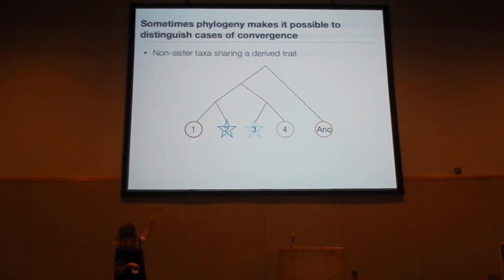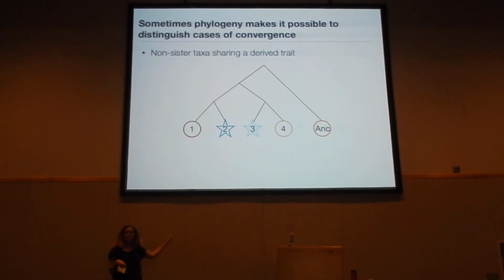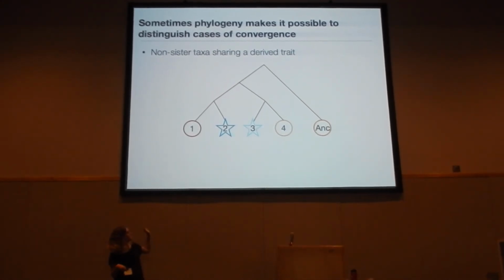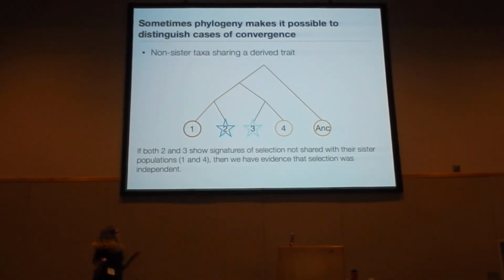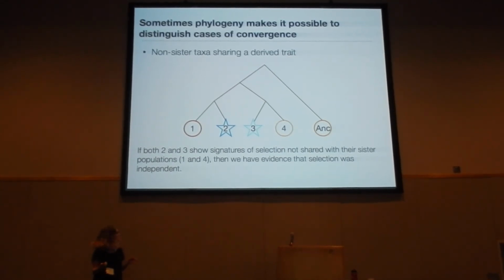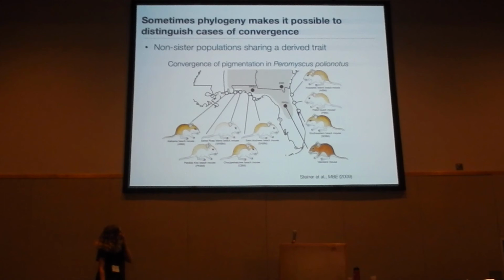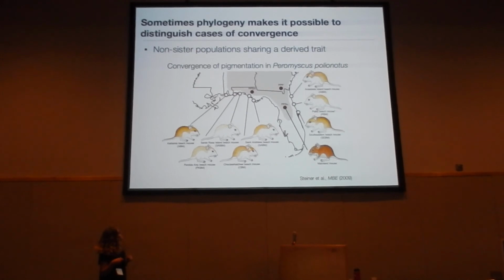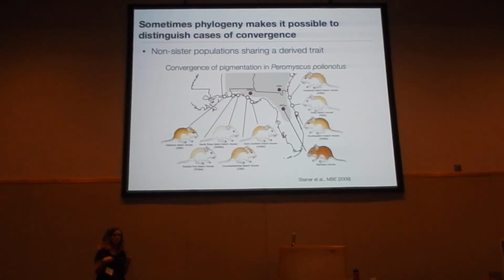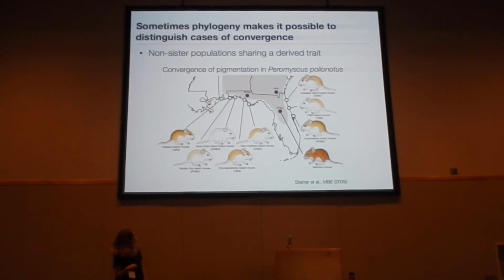So if we have these 5 populations related to each other in this way, and populations 2 and 3 are in some novel selective environment indicated by these blue stars, and the ancestral environment is these orange and red circles, and populations 2 and 3 show the signature of selection that's not shared with their sister populations, and we have some idea what the ancestral state was, then we have evidence that selection has occurred multiple times independently. This can also occur within species, which tends to be the level at which I think about things as a population geneticist. We also have examples of decreased pigmentation occurring multiple times in populations within a single species of beach mice in the southeastern United States.